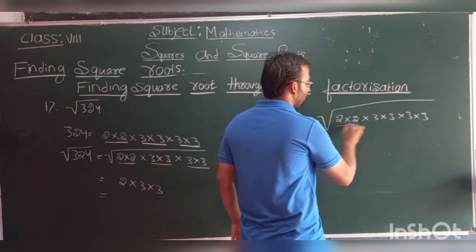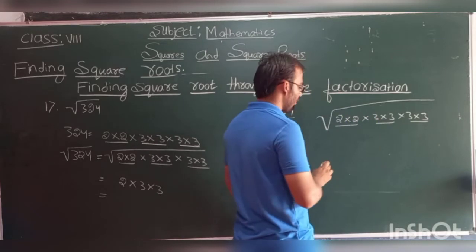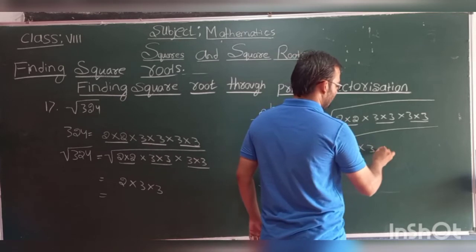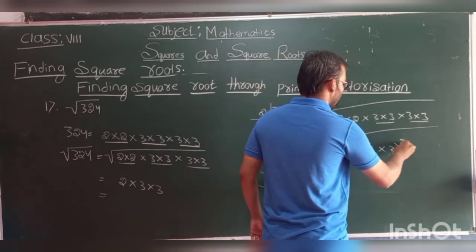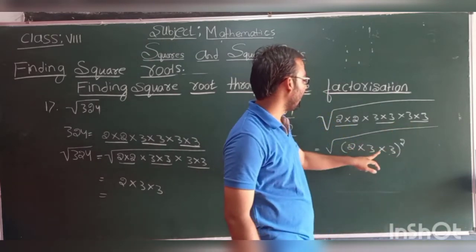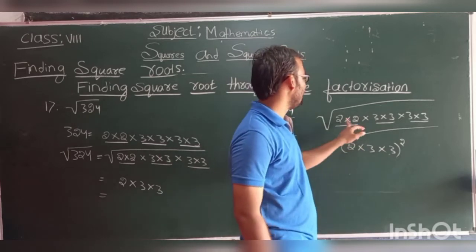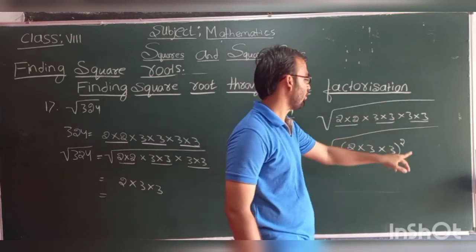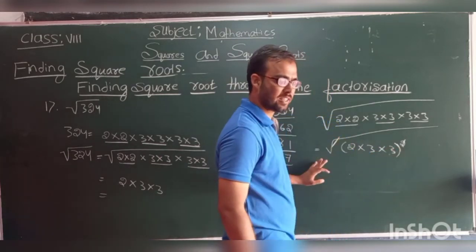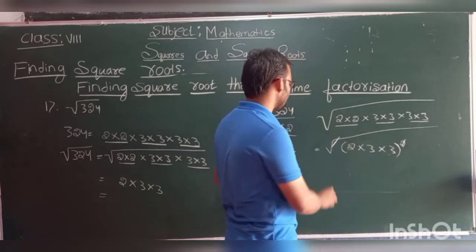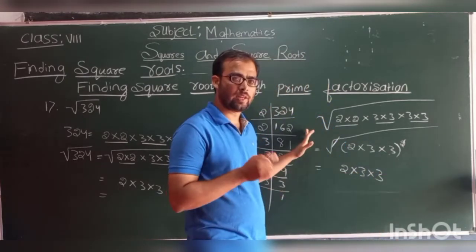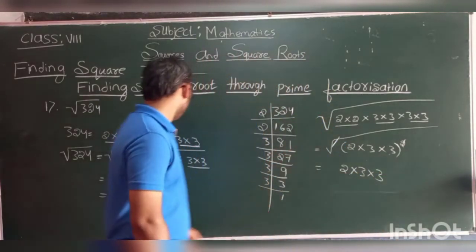Now students, you have done pairing, no? So you can write it like this, that is 2 into 3 into 3 whole square. Why? Because we have the same numbers, so they form pairs and we can write the square. Now this square and the root will get cancelled, and what is remaining is 2 into 3 into 3. You will learn about this in the exponent chapter. Okay, so look at here.